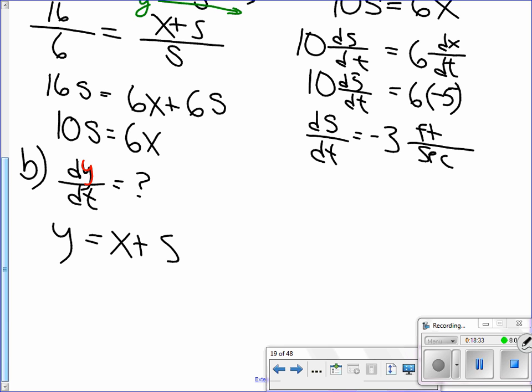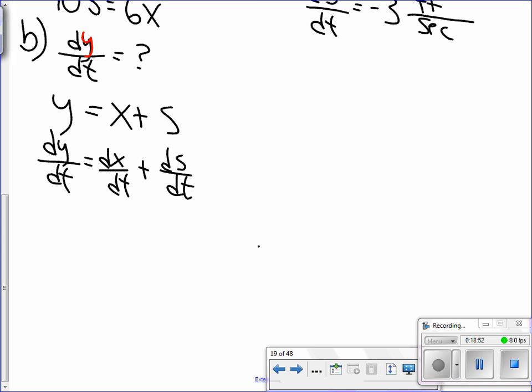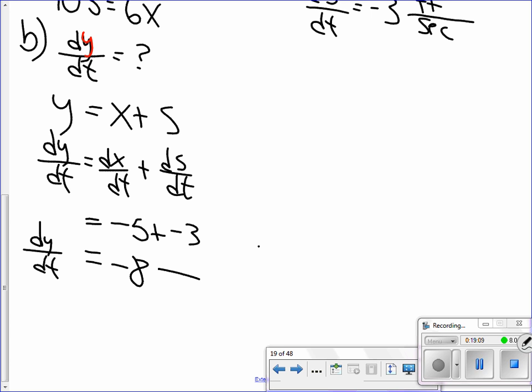So now if we differentiate, what do we get? dy dt equals dx dt plus ds dt. That's okay, because we know each of those. dx dt was equal to negative 5, and ds dt turned out to be negative 3. So the rate at which the tip of the shadow is moving is negative 8. What would the units be? Feet per second.